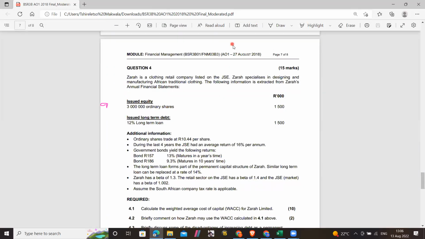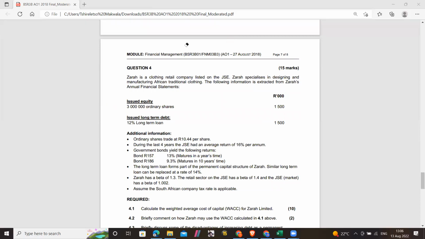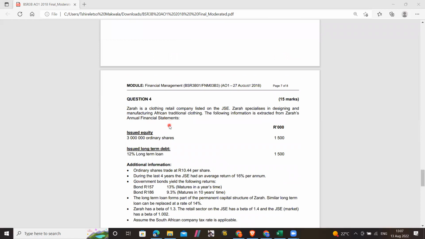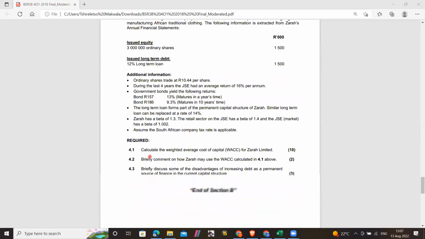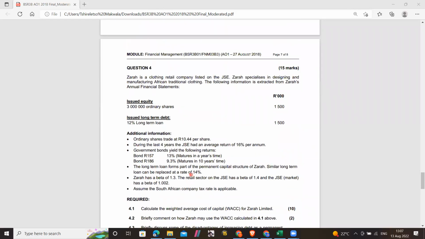Then the last question you're gonna do today is question 4, which is actually work. So let's start. It says, Zara is a clothing retail company listed on the JSE. Zara specializes in designing and manufacturing African traditional clothing. The following information is extracted from Zara's annual financial statement. We can tell here that they have equity, this debt, and they gave us other additional information.